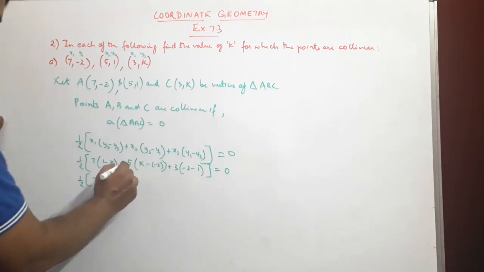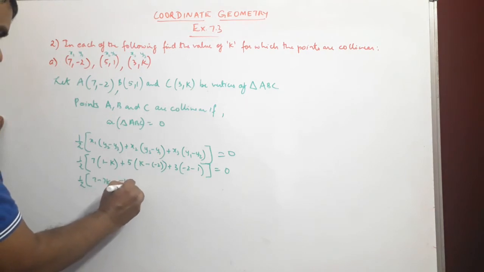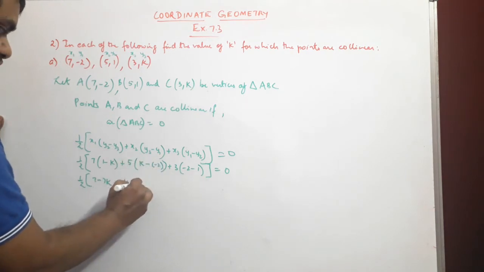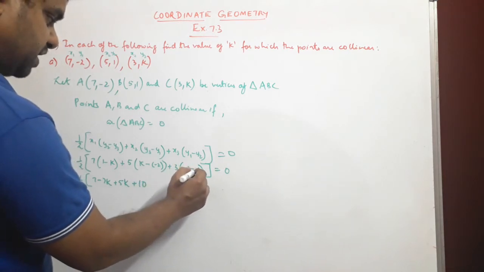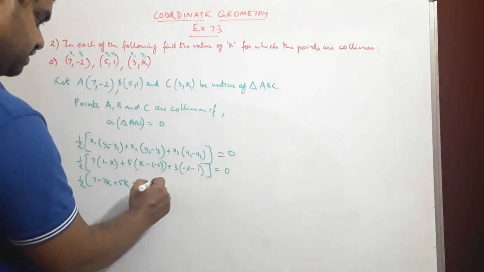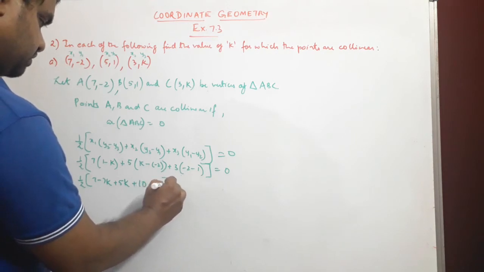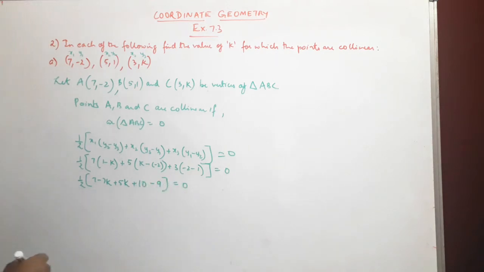So k plus 2 we get, 5 into k gives us 5k. 5 into positive 2 will give positive 10. Minus 2 and minus 1 gives us minus 3. Minus 3 into positive 3 gives us minus 9. Close the bracket, equal to 0.